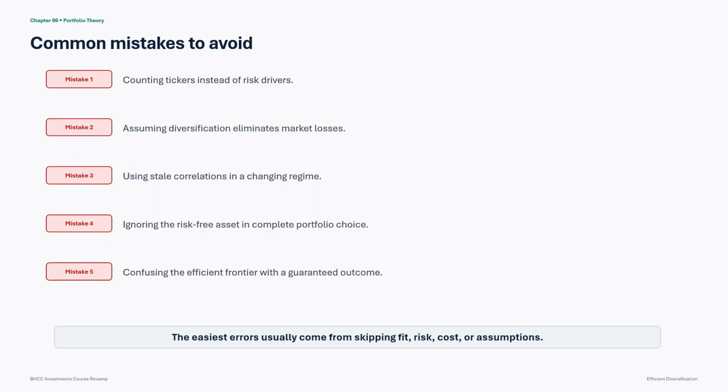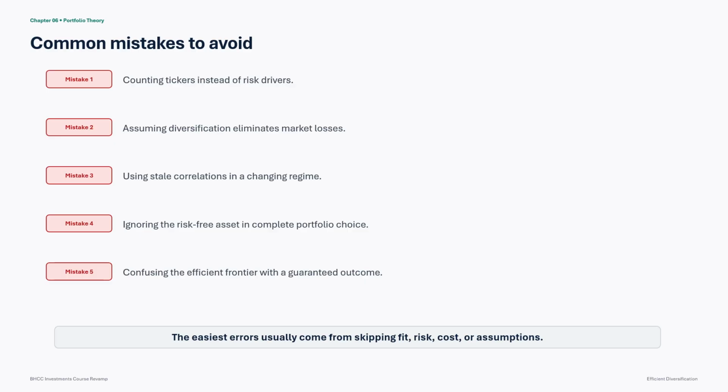Let's review 5 common mistakes. Mistake 1 is counting tickers instead of risk drivers. A portfolio can look busy and still depend on one sector, one factor, or one economic outcome. Look through the wrappers. Mistake 2 is assuming diversification eliminates market losses.